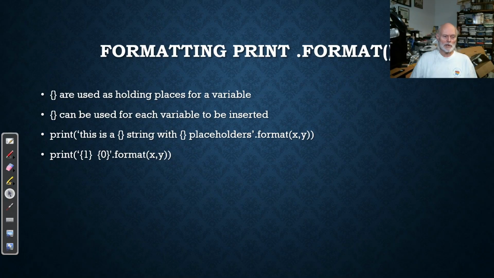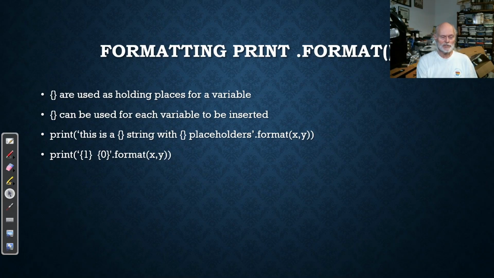And here's an example where I said print, this is a curly bracket string with curly bracket placeholders. And outside the quotes, I've got .format, and in parentheses, the two variables I would print. By default, the order of those variables is the order they print. So in that statement, the X would print in the first set of curly brackets and the Y in the second. We can change that order by using placeholders, position holders.